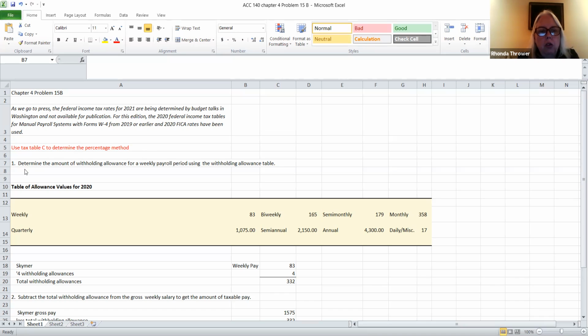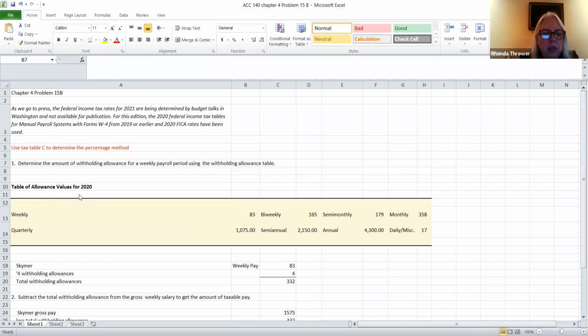The first step that you need to use is to determine the amount of withholding allowance for a weekly payroll period using the withholding allowance table. That is, if it's a weekly payroll, we're going to use this weekly amount of $83. If the problem states that it's bi-weekly, we'd use $165, or semi-monthly, $179, monthly, $358. If it's quarterly, it's $1,075, semi-annuals, $2,150, annuals, $4,300. The daily or miscellaneous is $17.